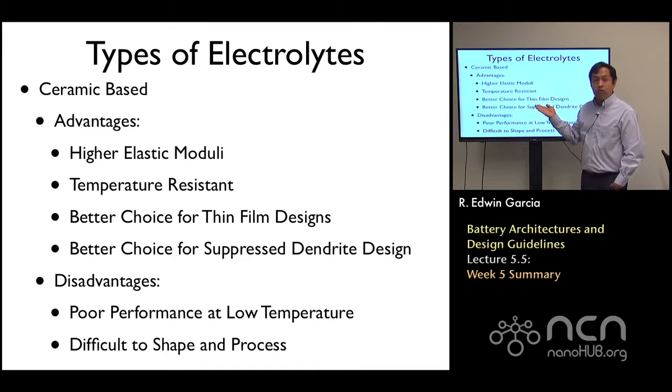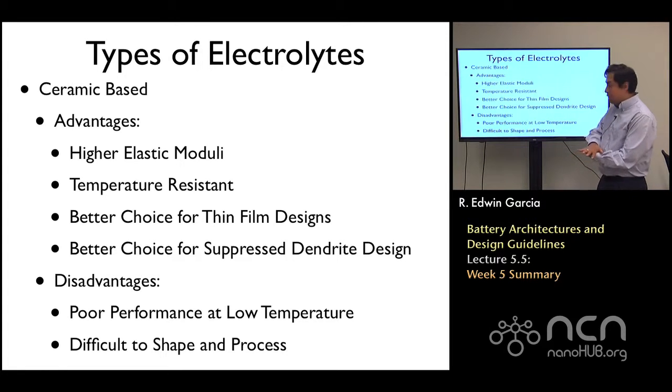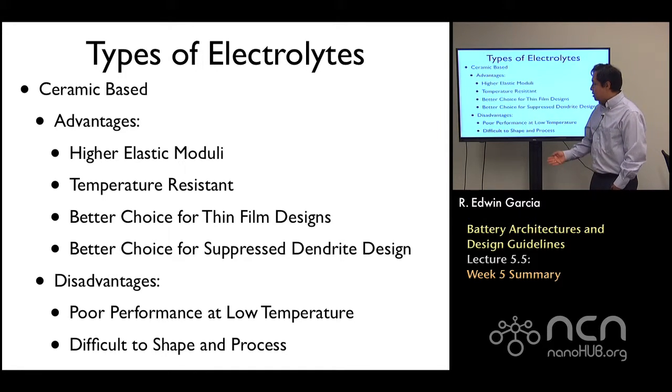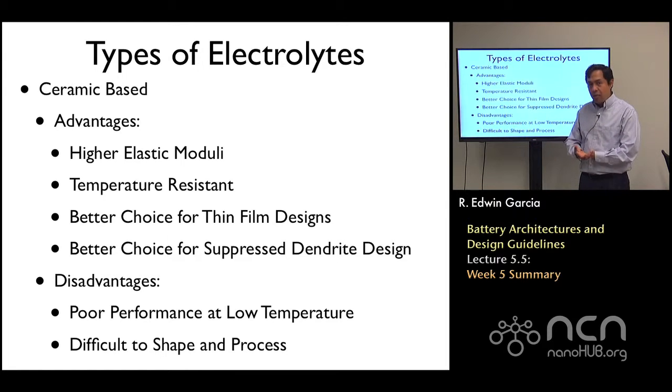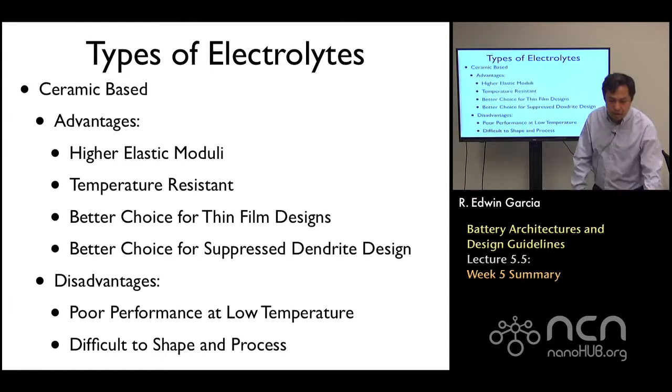It's a great choice for thin film designs. It allows you to not only suppress these additional side reactions you don't want, it mechanically allows you to suppress the transport of dendrites. And its main disadvantage is that it performs poorly at low temperatures. Basically, if you go below 0 centigrade, then you can get into trouble because the conductivity becomes so low that you get very little power. And because they're so mechanically stiff, it becomes difficult to process.